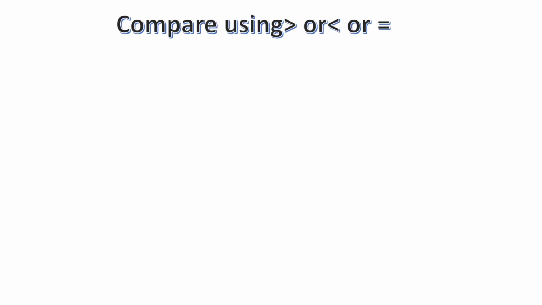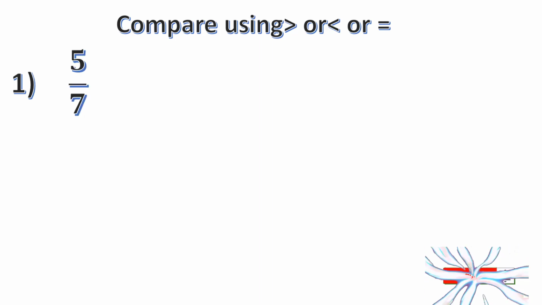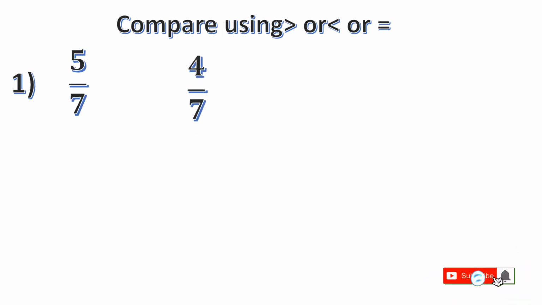Compare using greater than or smaller than or equal. Number 1. 5 over 7 and 4 over 7. Look, we have the same denominator here, which is 7. Okay, just we will apply the first rule. Compare between the two numerators or top numbers, 5 and 4. 5 is greater than 4, so the fraction 5 over 7 is greater than 4 over 7.